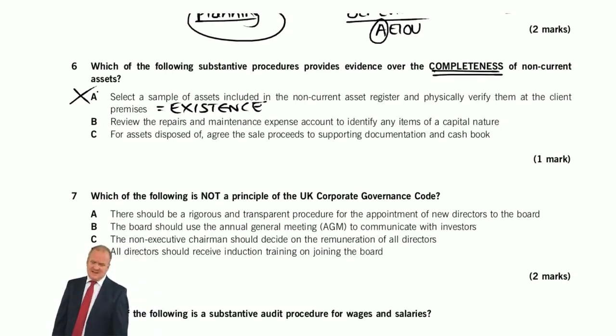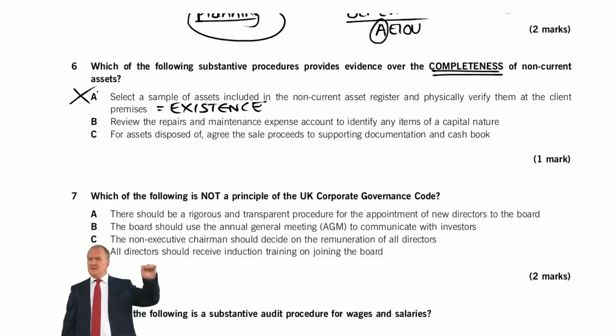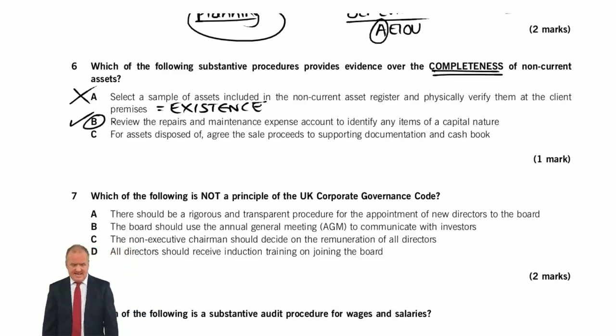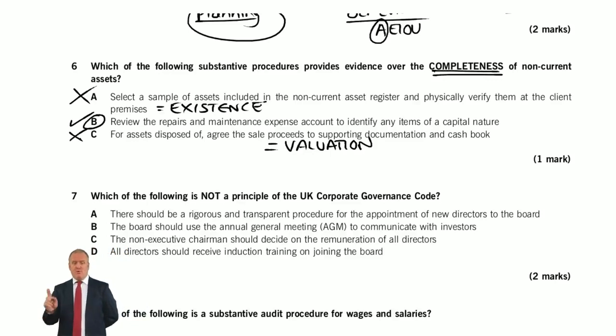Review the repairs and maintenance expense accounts to identify any items of a capital nature. Well, that is a test of completeness. You are looking somewhere else where they might have mistakenly put non-current assets, so you can find them and get them added to the non-current assets figure to make sure it's complete. The answer is B. C, assets disposed of, agree the sales proceeds. Well, proceeds are part of the calculation of the profit or loss on disposal, and that is a valuation issue. So the answer was B. Very important you understand number 6.